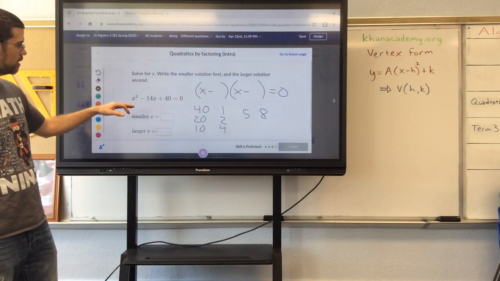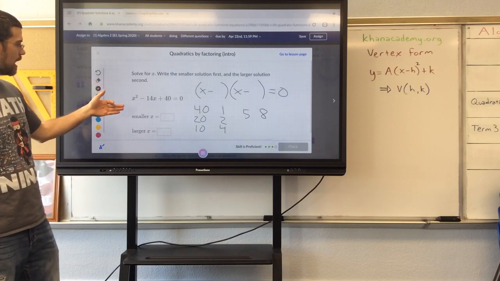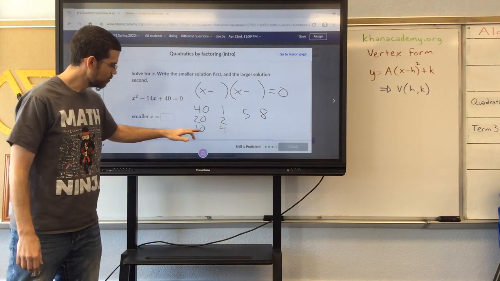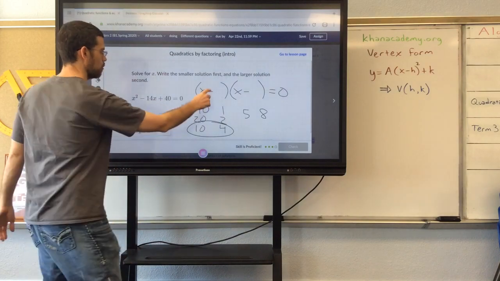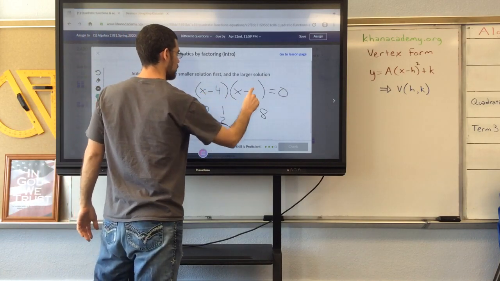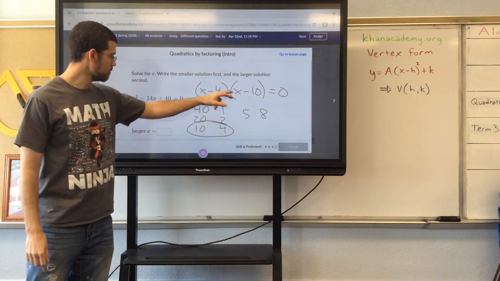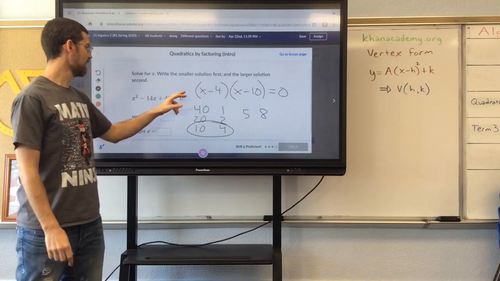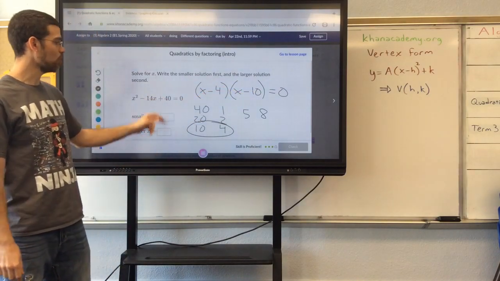Of these options, which ones add up to 14? Well, not 41, 22, 14. Here's the winner, right there. So we're going to put 4 and 10. Just check to see we're right here. x times x is x squared. Minus 4x minus 10x, that's negative 14x. Negative 4 times negative 10 is 40.